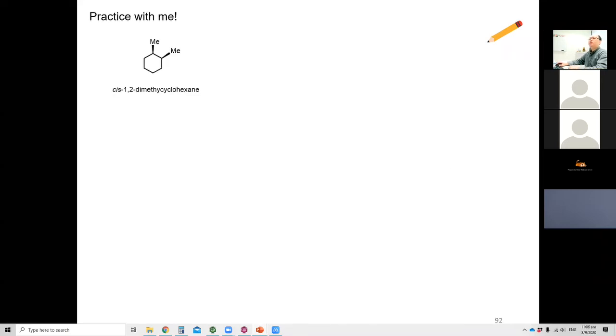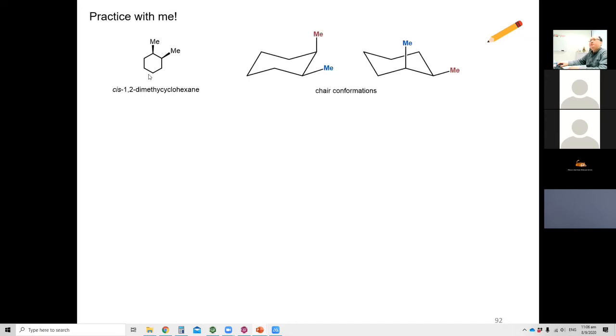All right, so we have cis-1,2-dimethylcyclohexane, and this is the skeletal structure. So let's draw the chair conformations then. If you put one methyl in the axial position, the neighboring methyl, because it's cis, is also pointing up, but now it's equatorial, right?